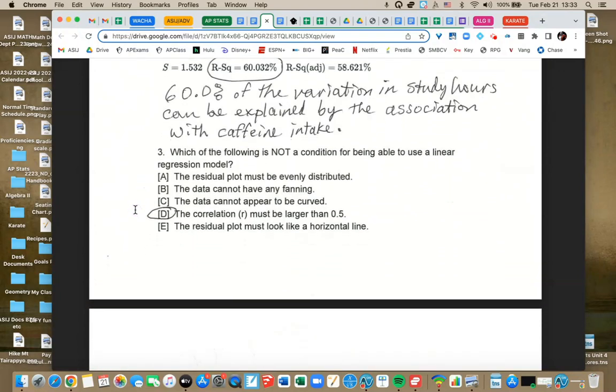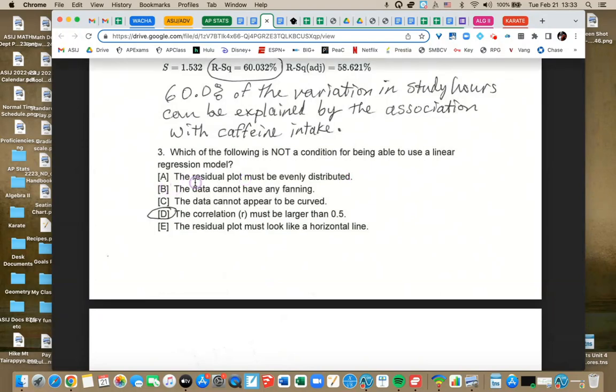Which is not a condition for being able to use a linear regression model? This correlation, it doesn't matter what R is. You can always do correlation or do an equation of a line, no matter what the correlation is. It might not be a strong correlation or it might not be a strong association, but you can do it anyway.